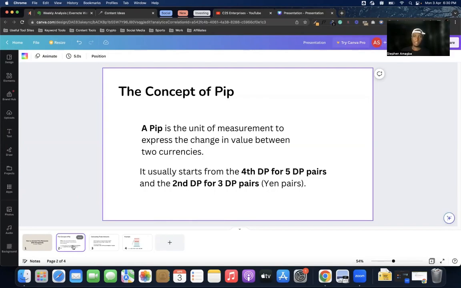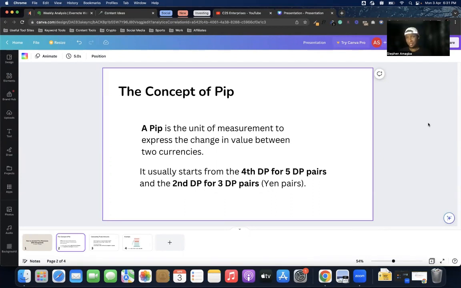So the first part is to treat the concept of PIP, okay? PIP stands for price interest point, which is basically the unit of measurement to express the change in value between two currencies. Just as we have meters for measuring distance and seconds for measuring time, we also have pips to measure price movement. You can call it the metric for measuring price.